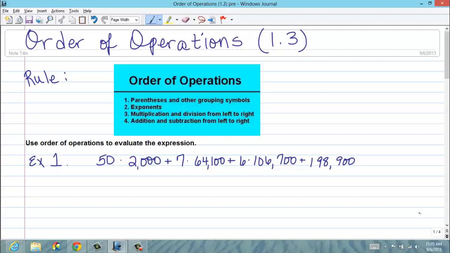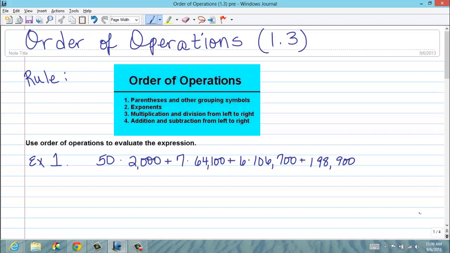Okay, this lesson is 1.3, Order of Operations. To evaluate expressions involving more than one operation, mathematicians have agreed on a set of rules called the order of operations. Let's look at those rules.